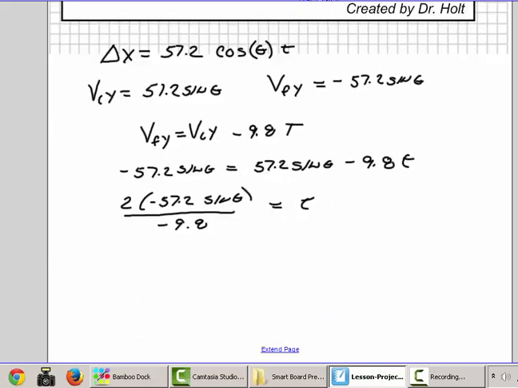Now notice here your negatives will cancel out here and here. So our final answer would be t is equal to 2 times 57.2 times the sine of theta over 9.8. Okay, we'll go ahead and just simplify that a little bit more. So we'll take 2 times 57.2.